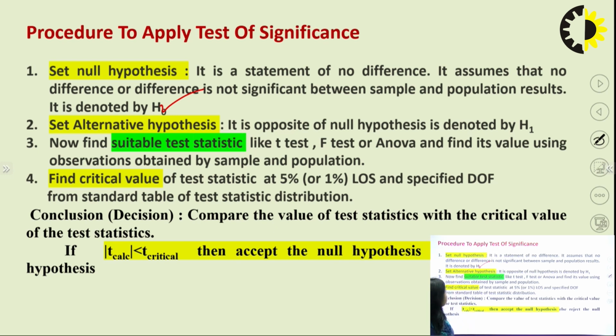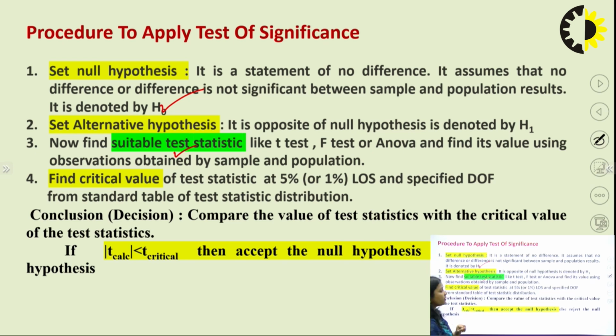The next step is to find a suitable test statistic. I have told you we have many tests, t-test, F-test, ANOVA, but for a particular problem we apply a particular test. So the next step is to find the suitable test statistic. For example, in this session we will discuss the problem in which we can apply the t-test. Next we will find the value of this test statistic by using the observations obtained from the sample and the claimed value of the population or the value obtained for the population.